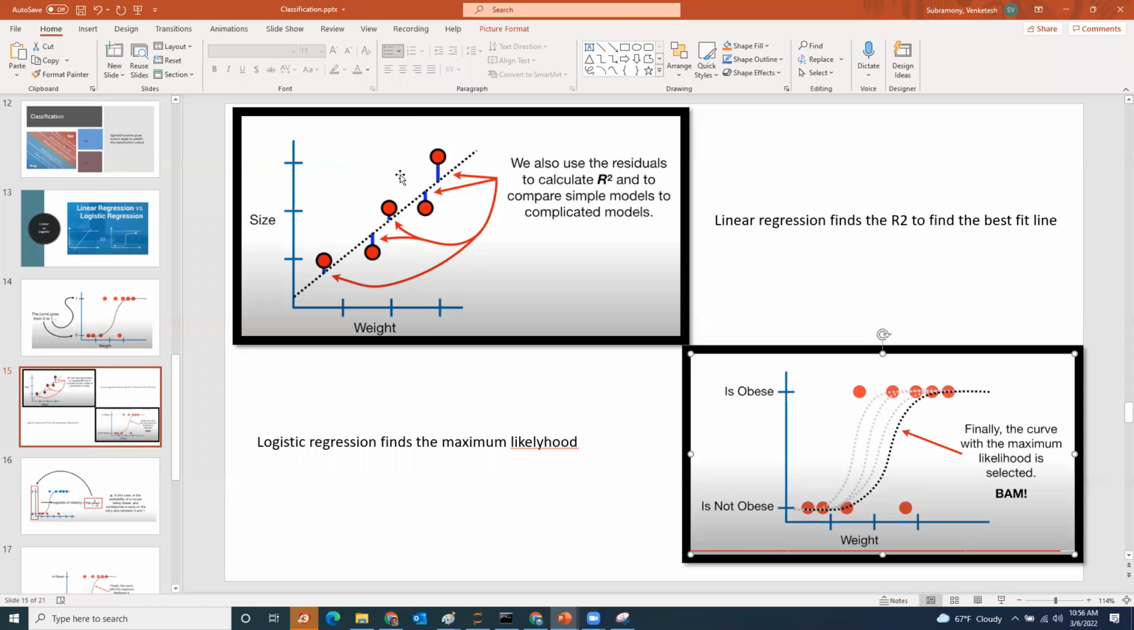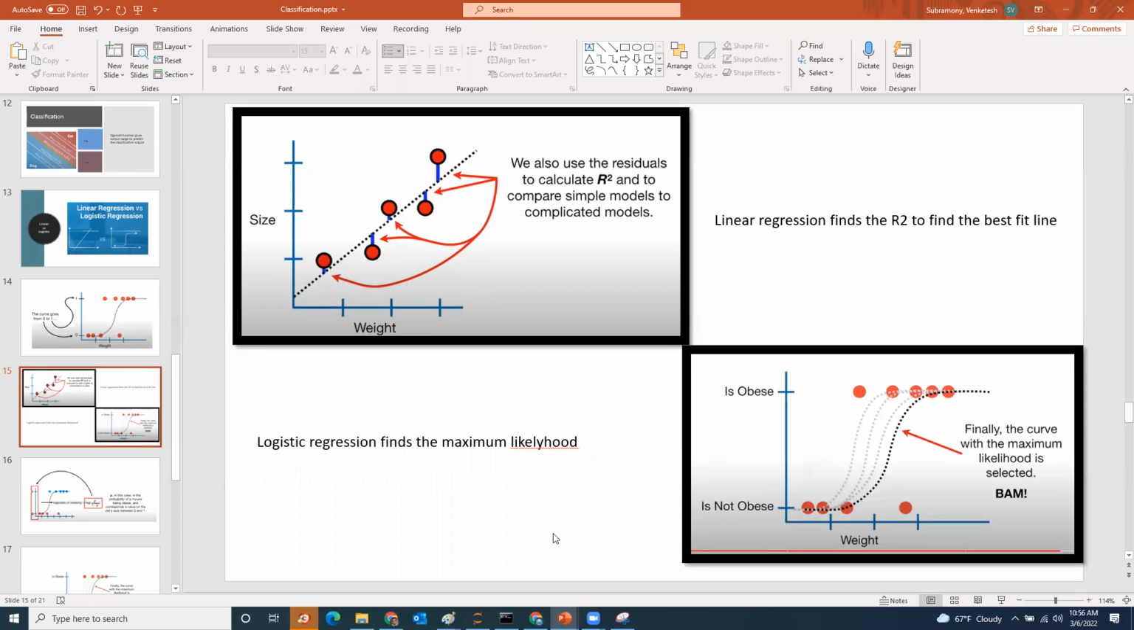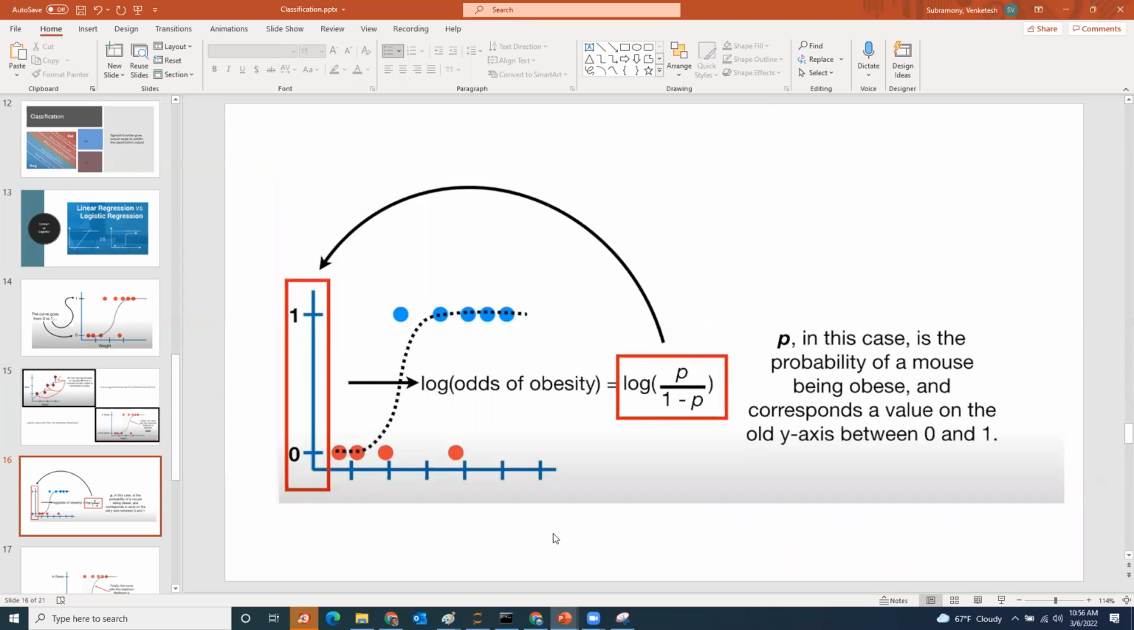Here we are just finding the value. Size can be any number, right? You are predicting the size based on the weight, and it can be any number. There is no categorical value. Here, there are two categories. So just one more time, I just wanted to explain.